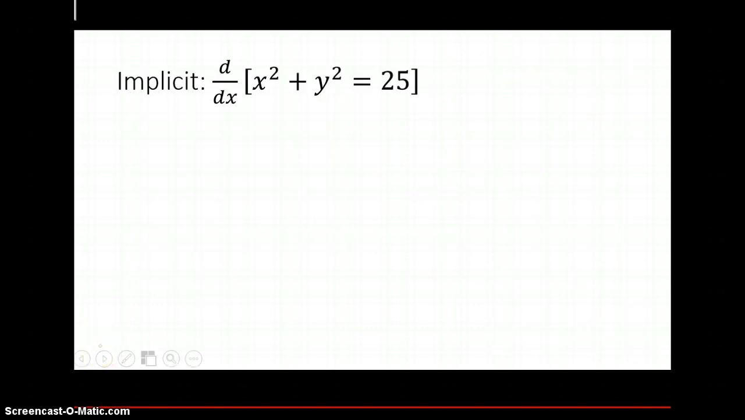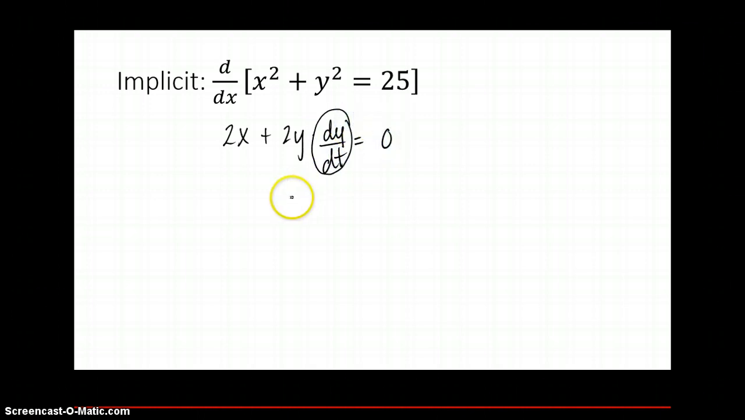Alright, implicit differentiation. So we used that already on the 3 previous problems, deriving with respect to time. Every time, whenever you derive and the variables don't match, you need that implicit step. So deriving this, 2x plus 2y times dy dt. Derivative of 25 is 0. Solving for dy dt. Subtract 2x from both sides.